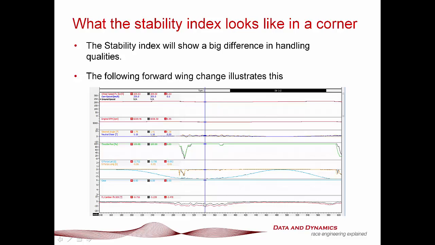Take a look at what has happened with the stability index. In the standard setup, it was a normalized stability index value of minus 8.716%. With that change, it's minus 5.239%. And in a lot of cases, when we do a change on a car, the driver will come back and say, "Oh my God, it's oversteering terribly," etc., etc., etc.